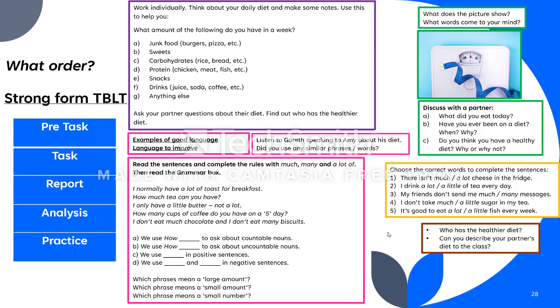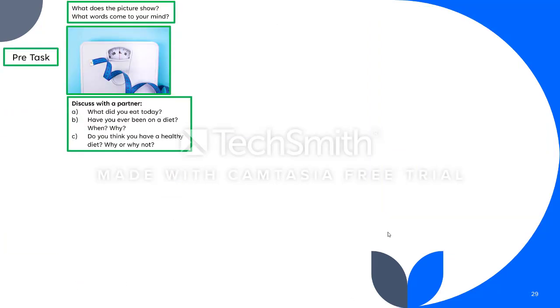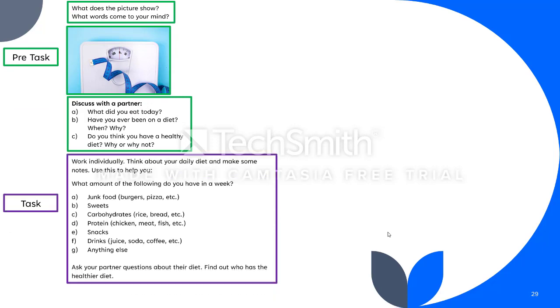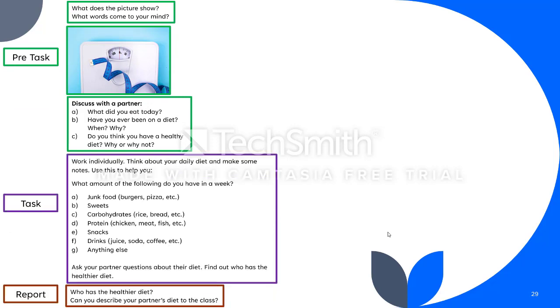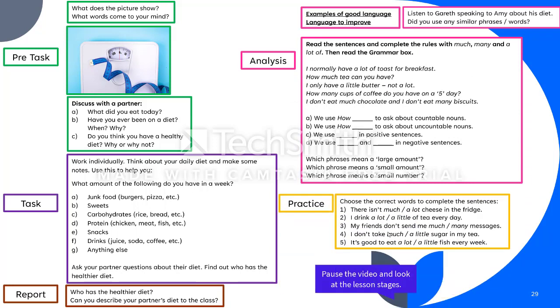Let's look at how I planned my lesson. This was the pre-task. This was the main task. Here is the report stage, the analysis stage, and the practice stage. In the analysis stage, I've included the model for them to listen to in order to compare the language that they used and what advanced speakers of the language used to complete the same task.